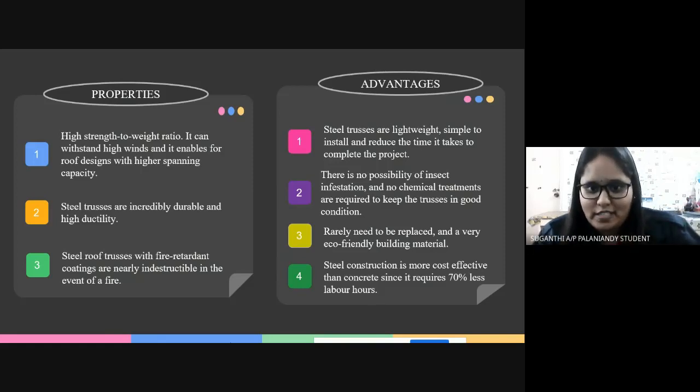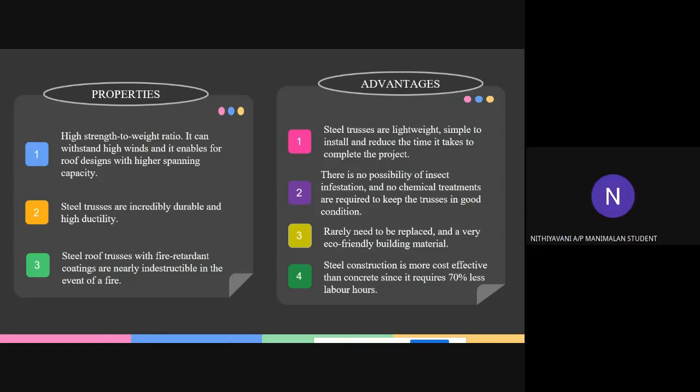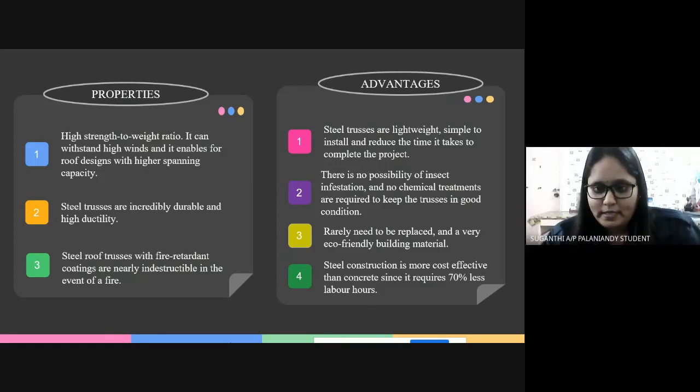These are the advantages of steel truss. Steel trusses are lightweight, simple to install, and reduce the time it takes to complete the project. There is no possibility of insect infestation and no chemical treatments are required to keep the trusses in good condition. Rarely need to be replaced and a very eco-friendly building material. Steel construction is more cost effective than concrete since it requires 70% less labor hours.